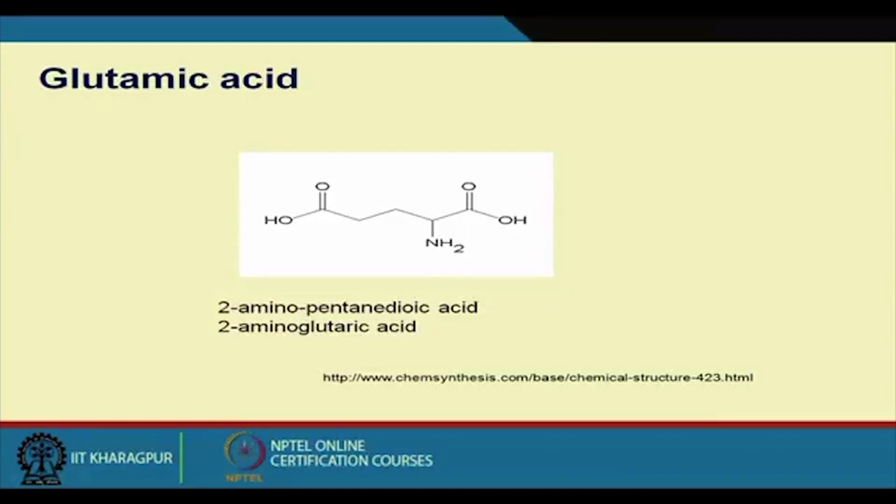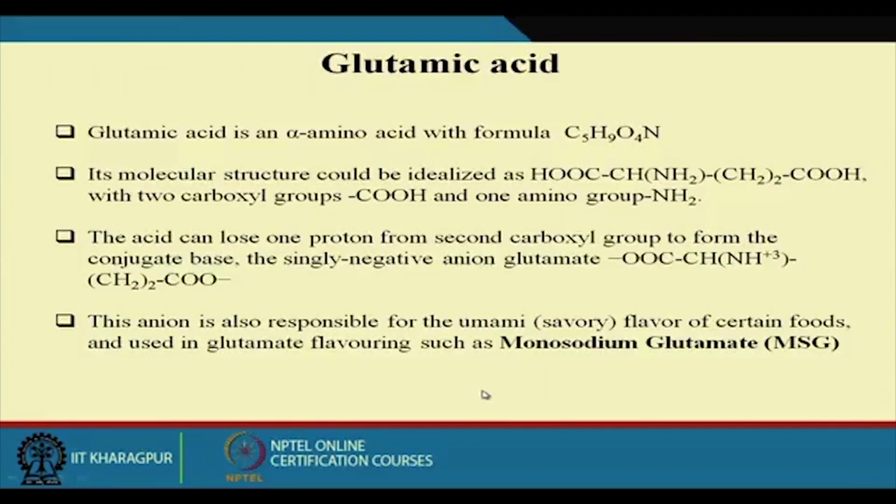Now let me give a little bit of introduction to this glutamic acid, because glutamic acid is considered as 2-amino pentane dioic acid or 2-amino glutaric acid. It can be either of these ways. We can see that it has this amino group. We know all the amino acids have the amino group and the carboxylic acid group, plus we have CH2 and COOH that we have. So if you look at it, glutamic acid is the alpha amino acid with the formula of this.